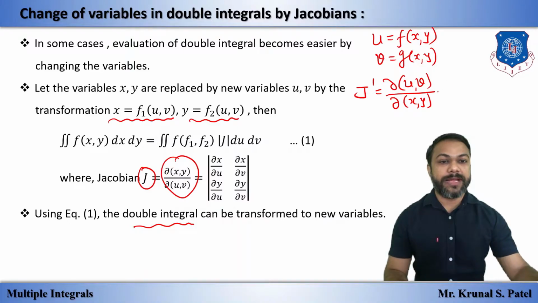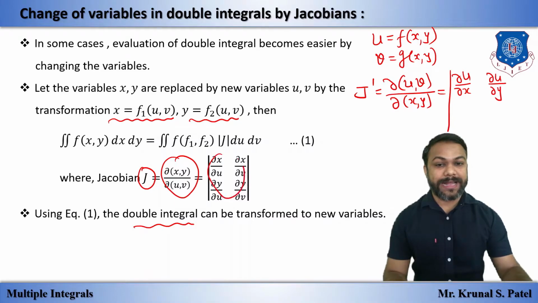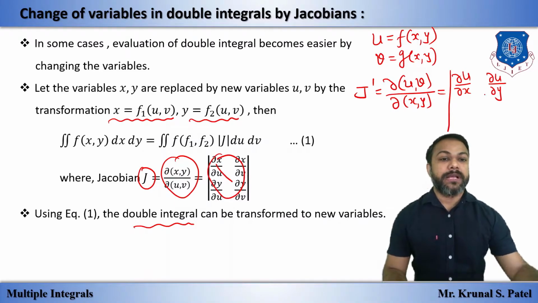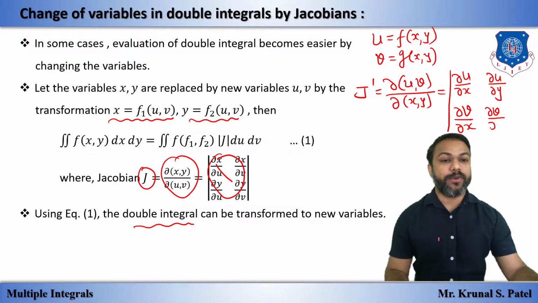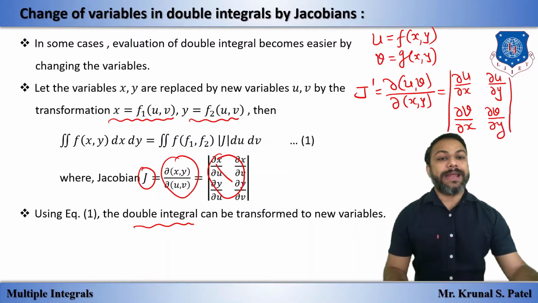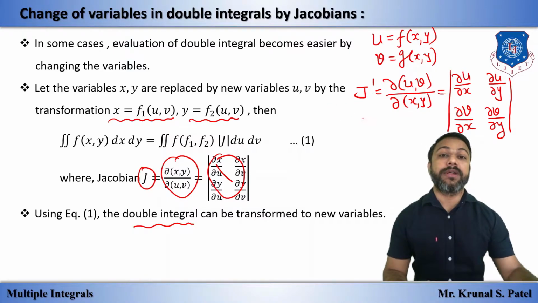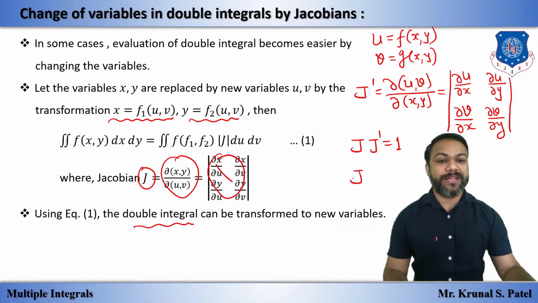And what is the meaning of that? It is the determinant with del u by del x, del u by del y in the first row, and similarly del v by del x and del v by del y in the second row. You have to remember this. After finding j dash, we use one property of the Jacobian, that j into j dash is always 1. So we can find j is equal to 1 by j dash.